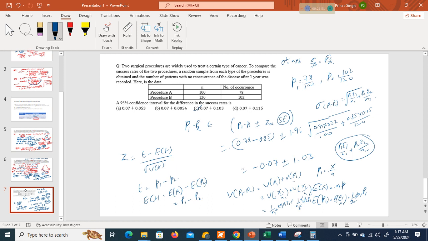Okay, so I have considered this particular part because we are given two samples, but basically this is a problem based on proportion. Okay, anyhow, you can try problems based on the difference of mean. If you still find any doubt or any query, you can post your query. I'll try to provide you the solution of the same.